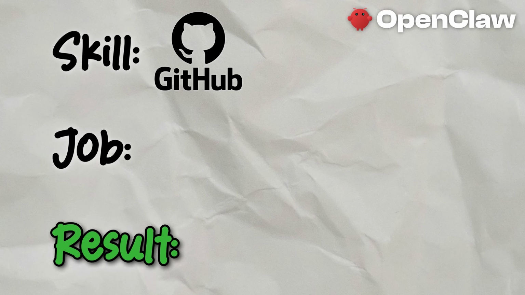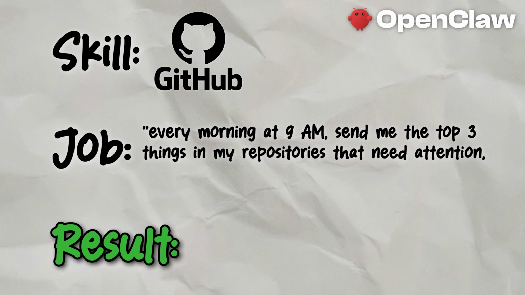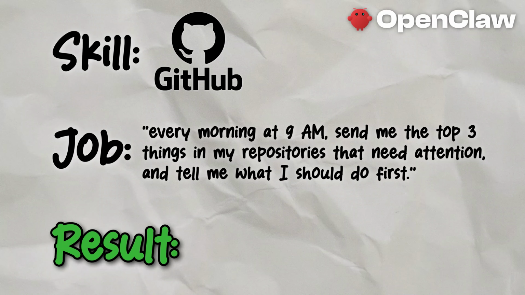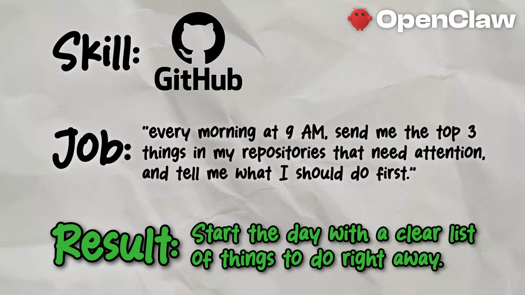Now let's say I connect a GitHub skill to OpenClaw. Then I create the job. Every morning at 9 a.m., send me the top 3 things in my repositories that need attention and tell me what I should do first. Now I start the day with a clear list instead of opening GitHub and trying to figure out where to begin. And here's one more.